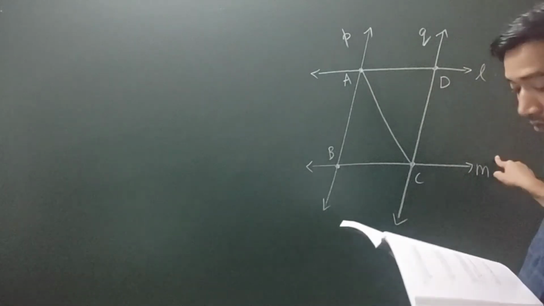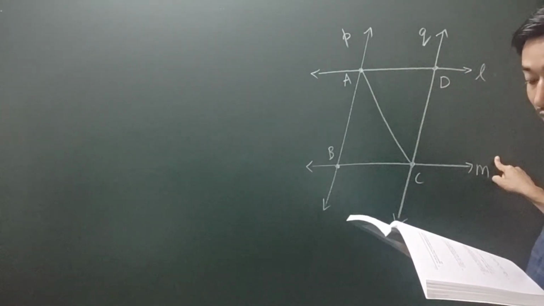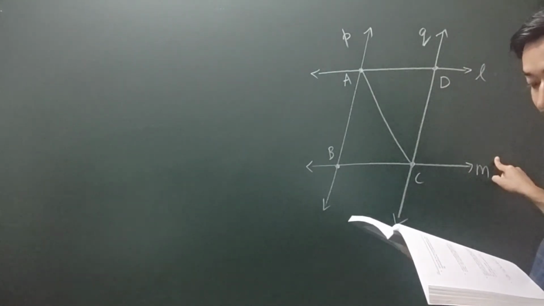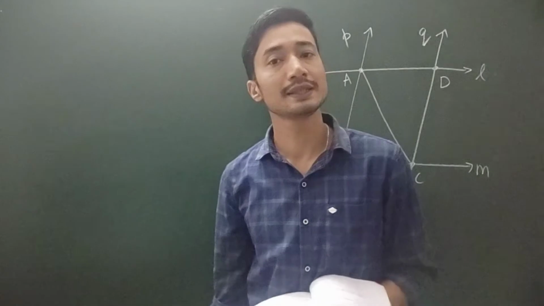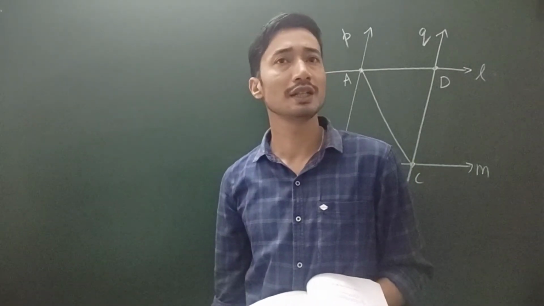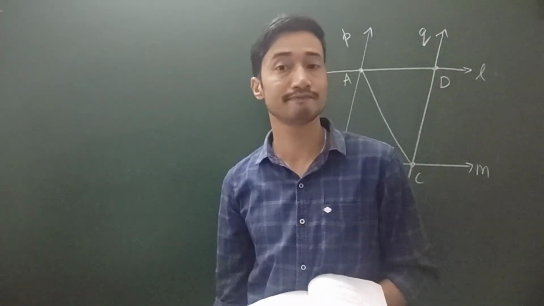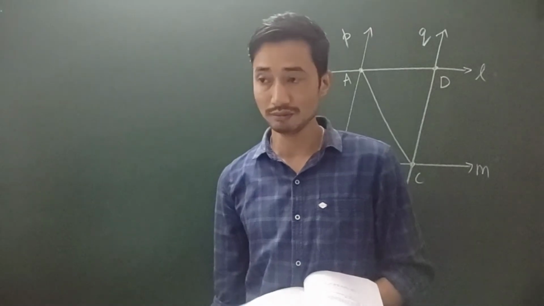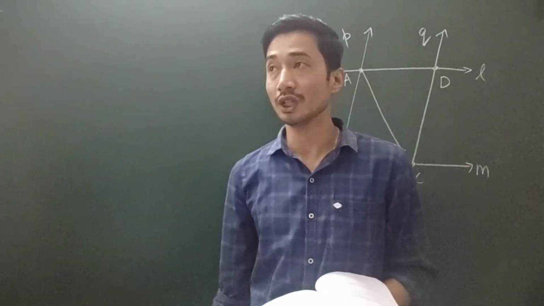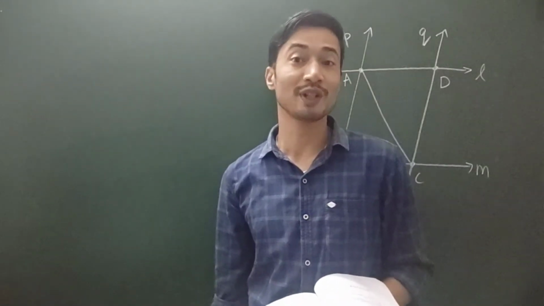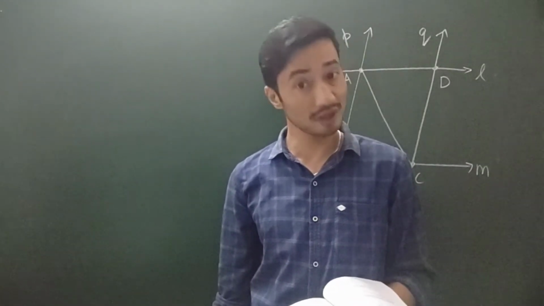L and M are parallel lines, intersected by another pair of parallel lines, PQ. What happens when we get parallel lines? When we get parallel lines, we get the conditions of alternate interior angles. We get the condition of corresponding angles. Remember?